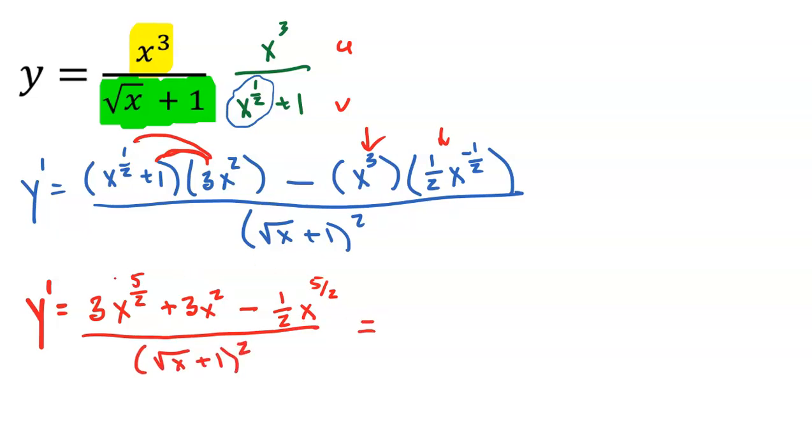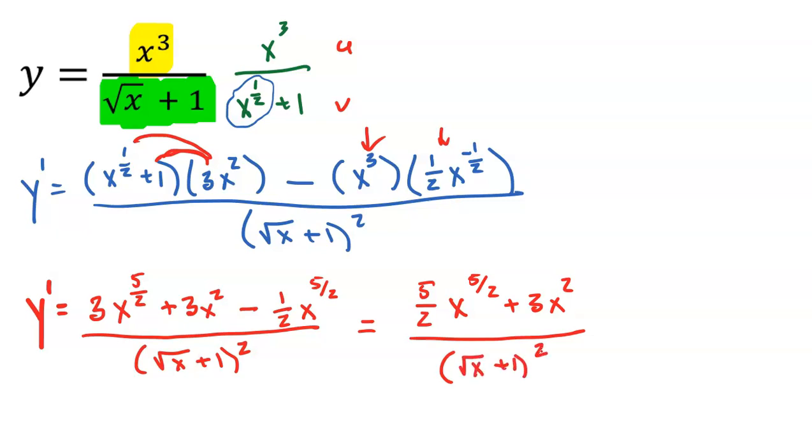All right, now there are some like terms here because I do have that x to the 5/2 and another x to the 5/2. So let's see here. I have 3 minus 1/2, combining those like terms. Okay, 3 minus 1/2 is 2.5 or 5/2. So I actually get 5/2 as my coefficient. x to the 5/2 plus 3x squared, all divided by that denominator, square root of x plus 1, squared.